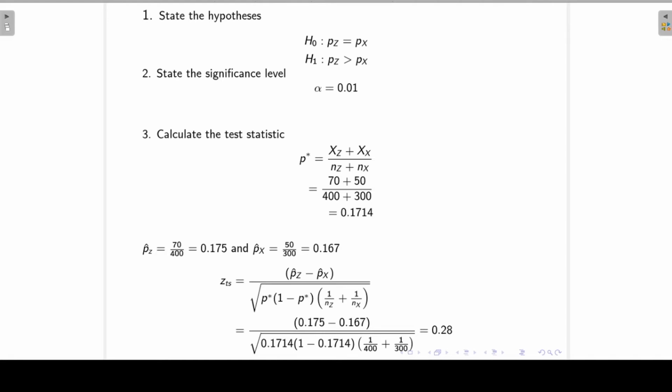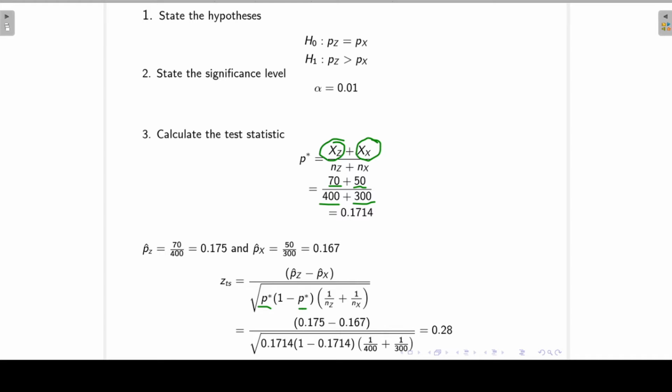First of all, we calculate the P star or the pooled proportion. That's the number of defectives in Z, that is what my XZ stands for, plus the number of defectives from supplier X. So that is 70 plus 50. And then we divide it by the number of items from supplier Z, that was 400, and the sample size from supplier X, which was 300, and then we get a pooled proportion of 0.1714. And that is what we will substitute into this test statistic formula here.